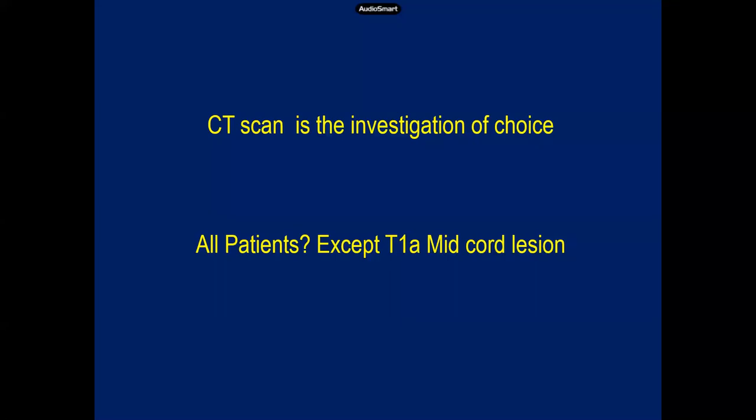The exception is a T1a mid-cord lesion where the patient does not have supraglottic or subglottic extension and has a fully mobile cord. That may be the situation where you may avoid imaging, because in this situation radiotherapy and laser treatment both have equal results. That too, you can decide whether this patient also should have a CT scan, but that may be the only situation. So all other patients should have a CT scan.